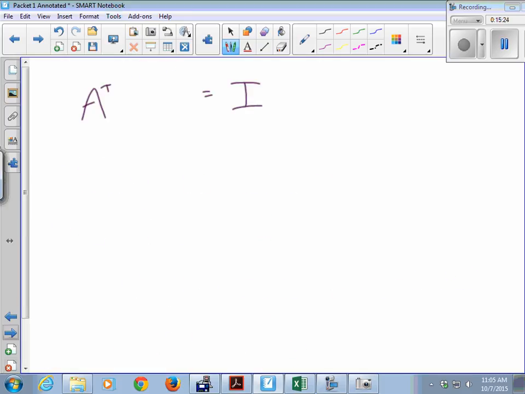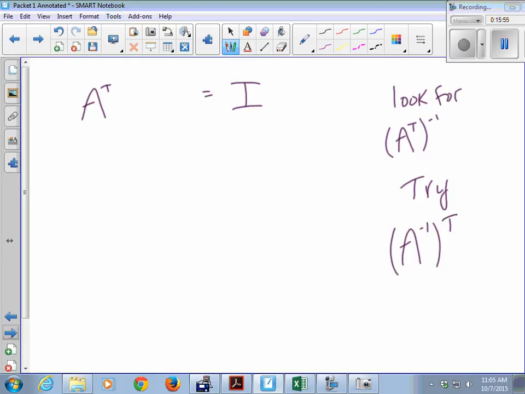Sure there is. So the thing we're looking for, right? We're looking for A transpose's inverse. We don't know that it exists, right? What do we know exists? A has an inverse for sure, right? A has an inverse. So let's try A inverse transposed. What do you think?